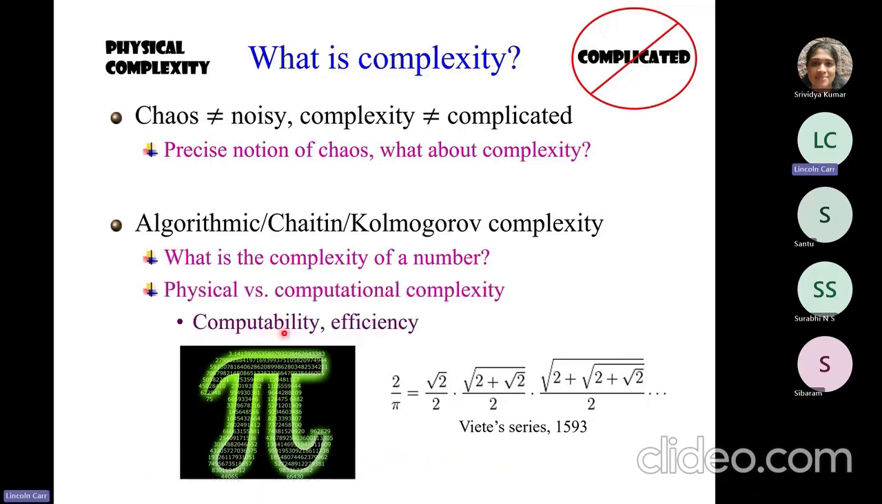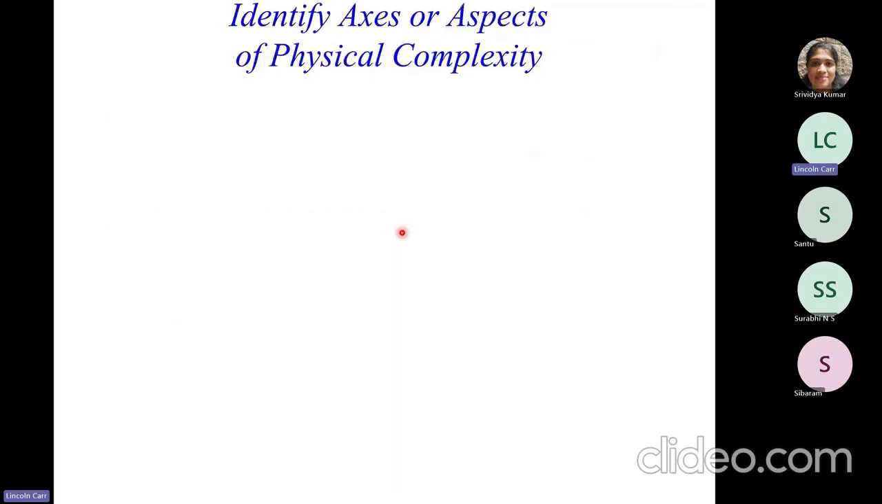I'm going to emphasize that this concept of computational complexity, whether it's P versus NP or generating pi, is about computability or efficiency. It's not about physical complexity, which is something else. Physical complexity may or may not have high or low efficiency. It's probably intermediate. But this concept does not predict or capture physical complexity. I think that's a well-established result in the literature.